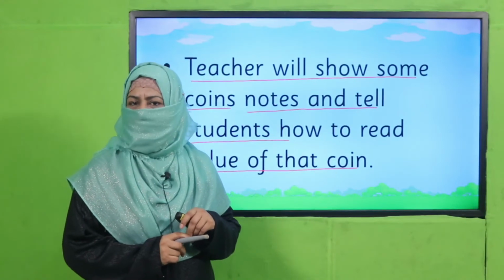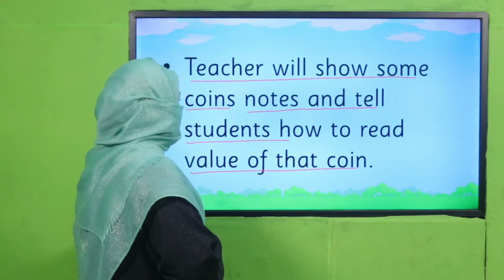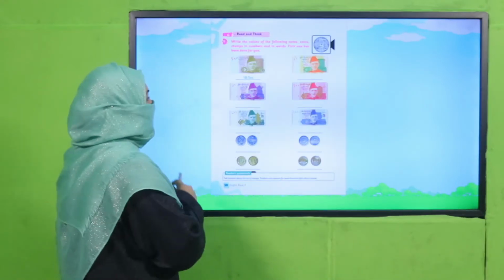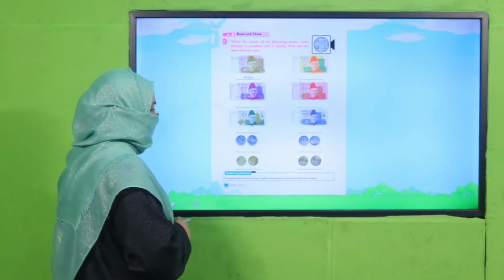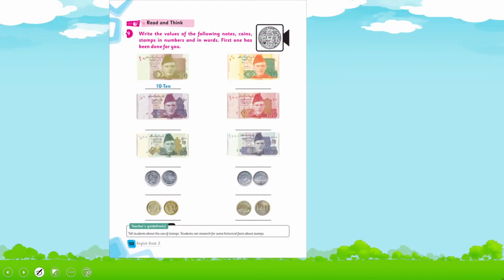Yes, my dear students, are you done with it? Good job. Now it's time to practice from your book. You have seen all these notes and you know their values. You will write their value over here. The place which is given in your book, you will write its value in words. Okay, first one is done for you. It's 10, it's 20, 50, 100, so on.